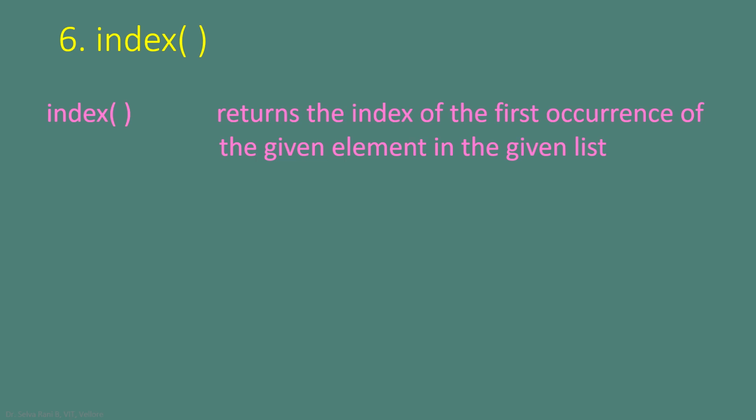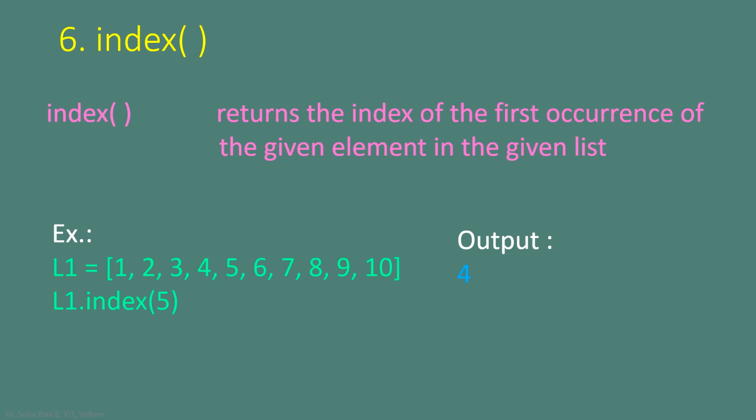Next method is index. This method will return the position of the first occurrence of the given element in the given list. Let L1 is equal to 1, 2, 3, 4, 5, 6, 7, 8, 9, 10. If we want to find the position of any element like 5, we have to specify L1 dot index of 5. Now this will return the position at which the element 5 is present in the given list L1. We are getting the output as 4.